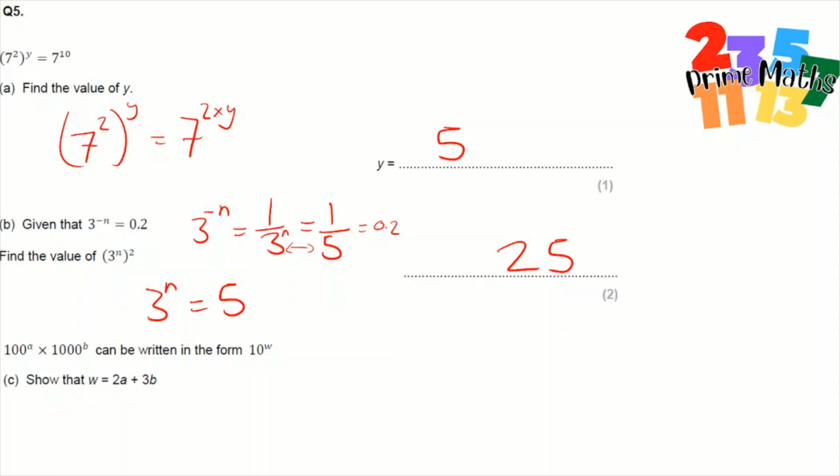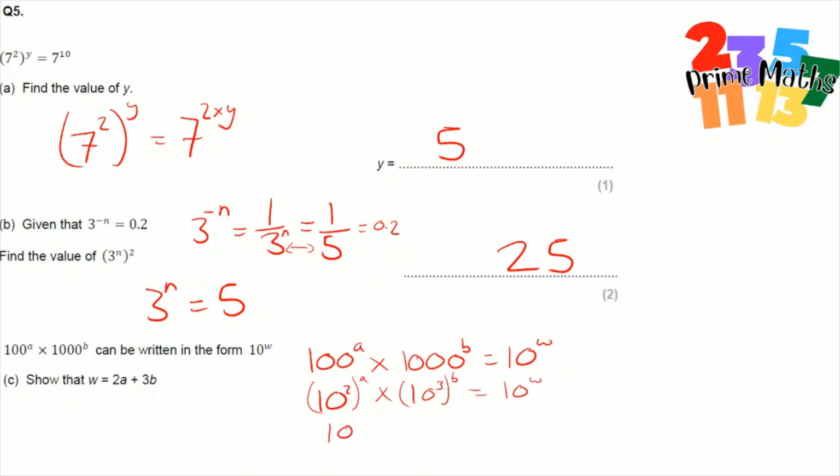Part C, we've been given that 100 to the power of a times 1000 to the power of b is equal to something in the form of 10 to the power of w. This is a change in the base question. I can write 100 as 10 squared to the power of a. I can write 1000 as 10 cubed to the power of b, and that is still equal to 10 to the w.